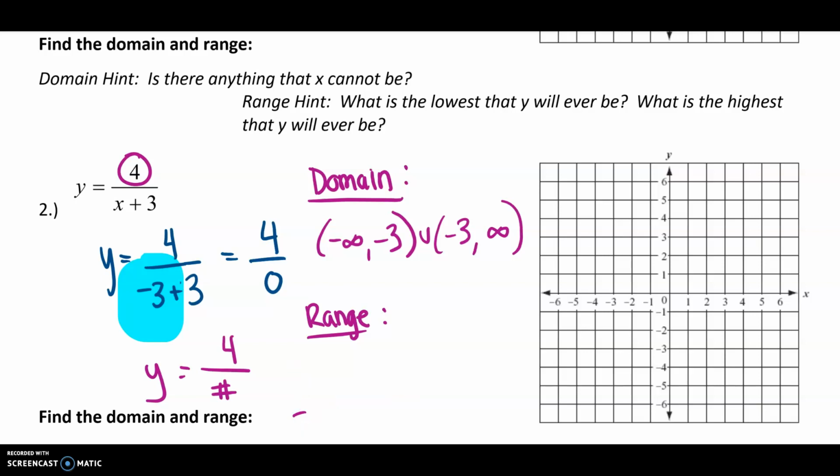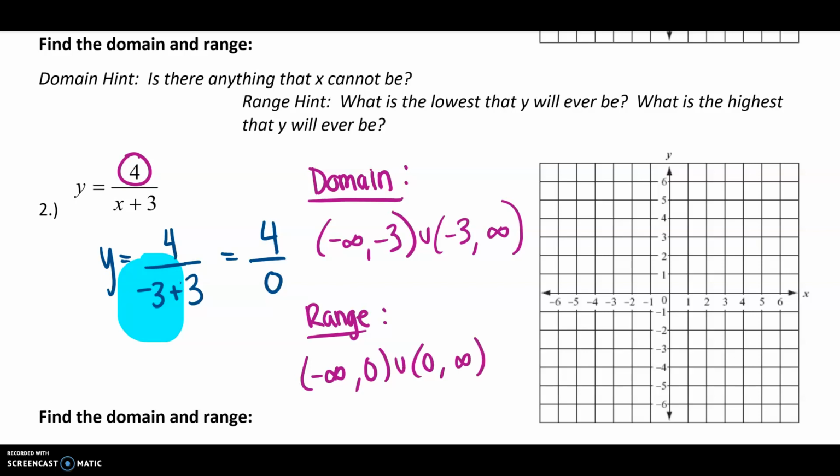The only thing you can never get out of this is 0, because the only way to get 0 in a fraction is to have 0 divided by a number, and that's never going to happen because you have 4 in the numerator. So the range of this function is actually any number in the world except 0. We would write it similarly to the domain, but it would stop at 0, and then continue after 0 all the way to infinity.